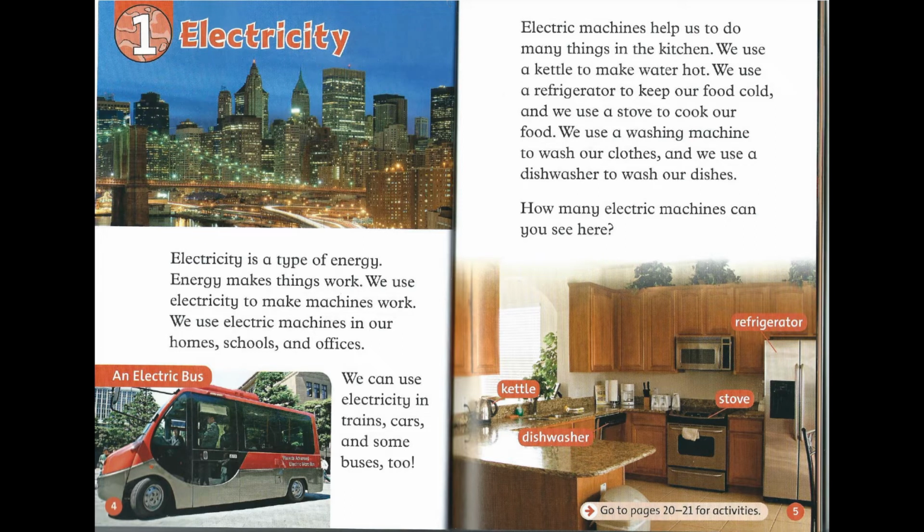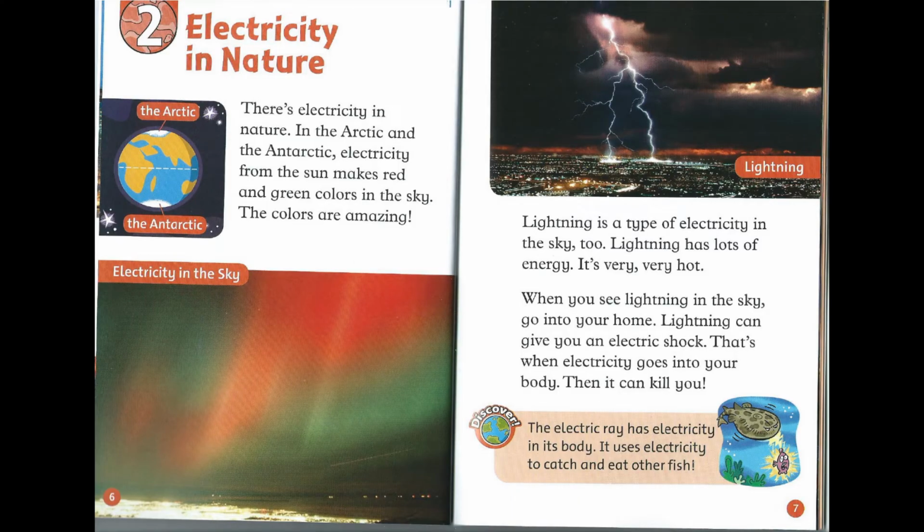Chapter 2. Electricity in Nature. There's electricity in nature. In the Arctic and the Antarctic, electricity from the sun makes red and green colors in the sky. The colors are amazing. Lightning is a type of electricity in the sky, too. Lightning has lots of energy. It's very, very hot.